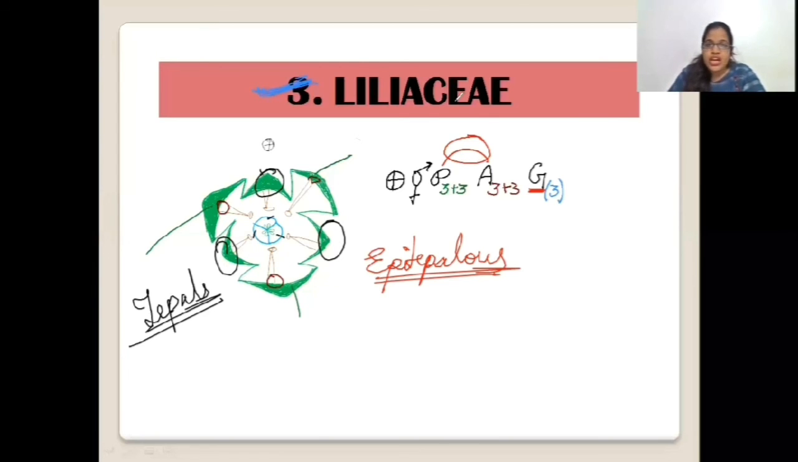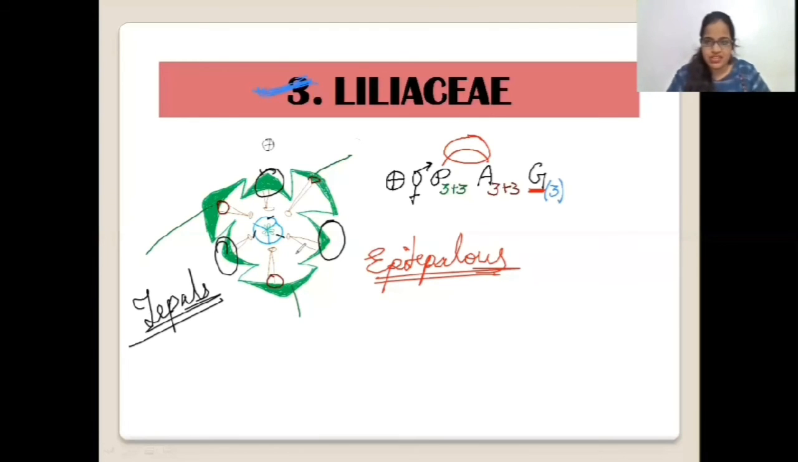Coming to the next point, that is the examples of Liliaceae family. Since this family has got a bit smaller floral formula, it has fewer examples also, okay. I know it doesn't make any sense linking the two things, but I just linked it without any reason, okay.